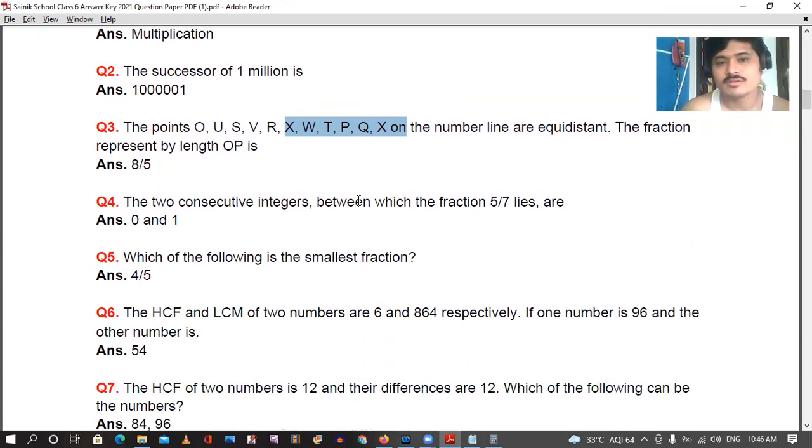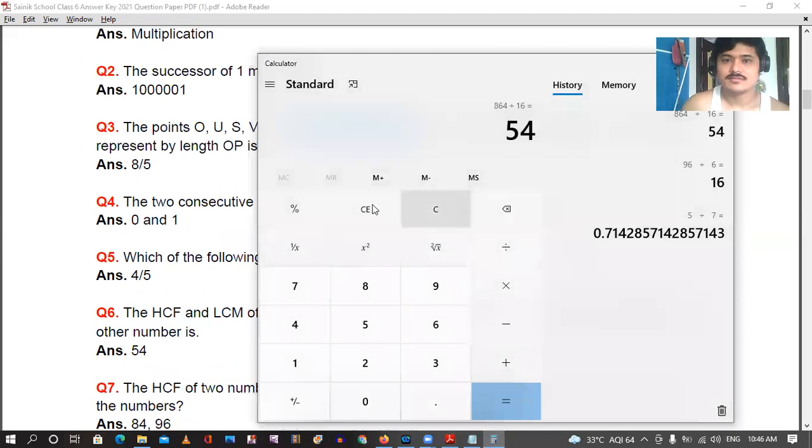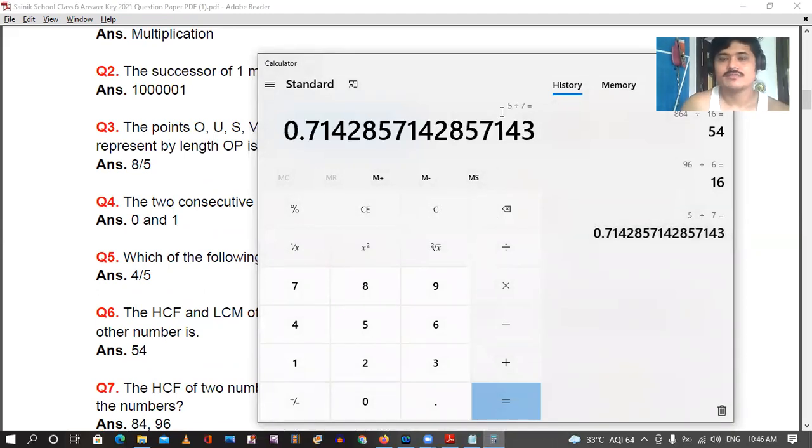Two consecutive integers between which the fraction 5 by 7 lies. 5 by 7, if I have to see here, my result says 5 by 7 basically is 0.71. That means it is greater than 0, less than 1. So if I have to say between which two integers it lies, this is 0 and 1, because it is greater than 0 and less than 1.